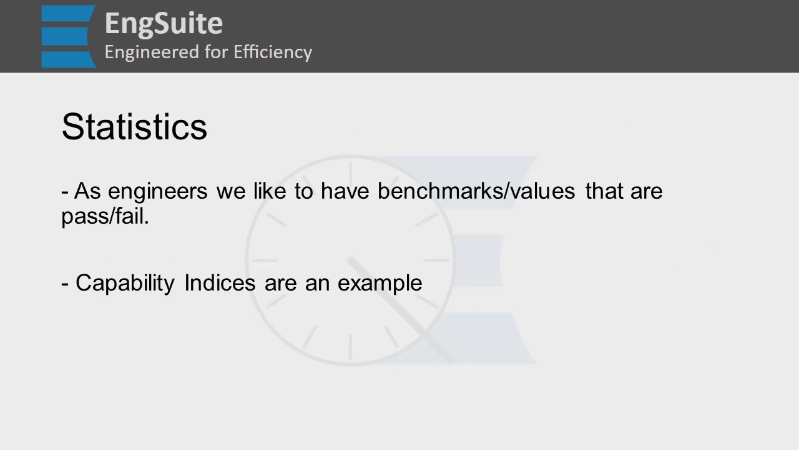The answer is statistics. As engineers, we like values that are pass-fail. We don't necessarily like continuous. We want discrete yes, no, pass, fail. Capability indices are an example of this because we can set a critical value: if our capability is above that critical value, it is passing. If it's below that critical value, it is failing. So generally in capability, that critical value is 1.33.